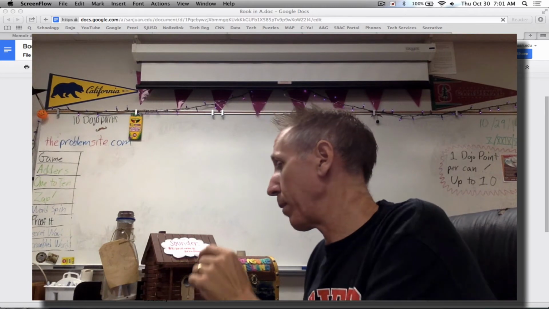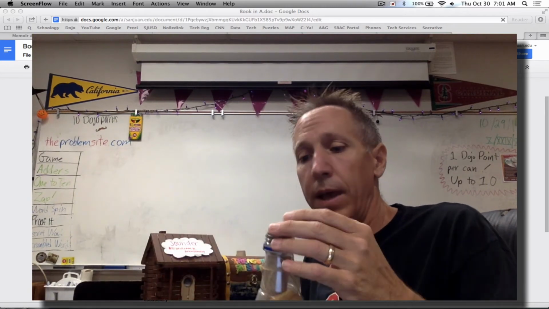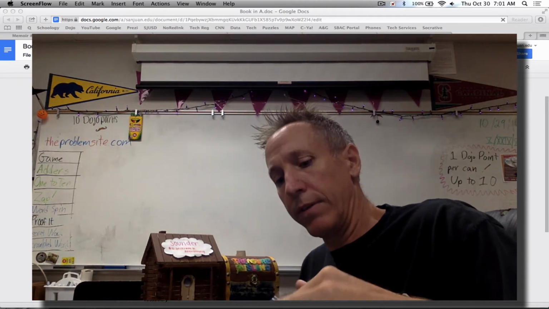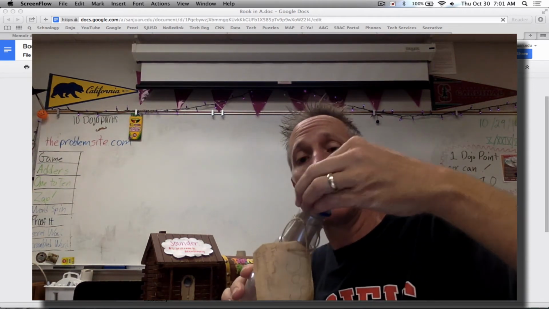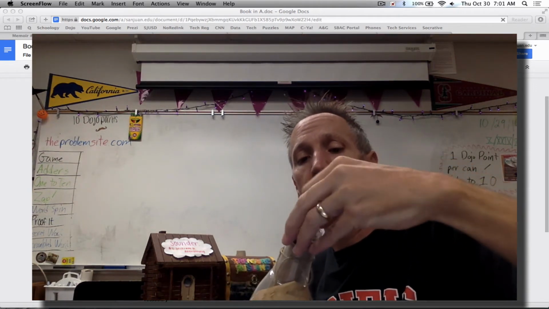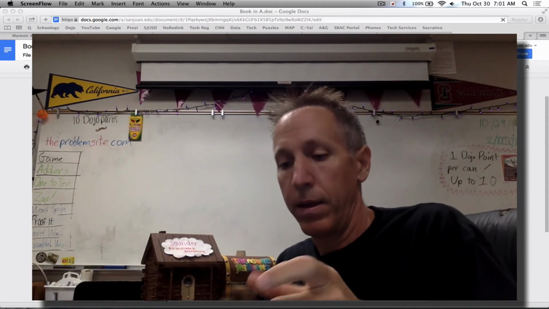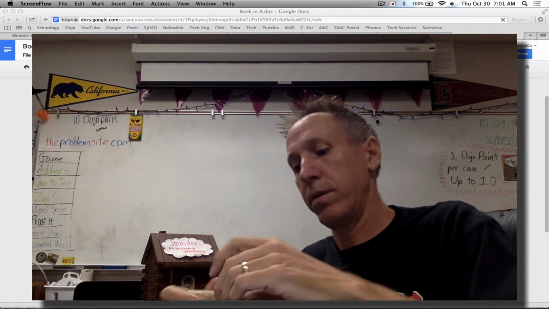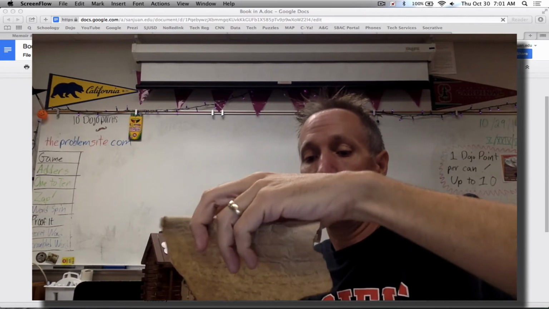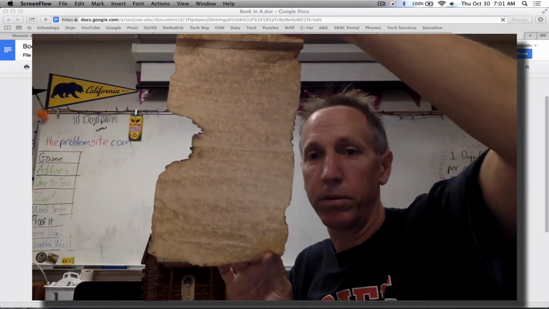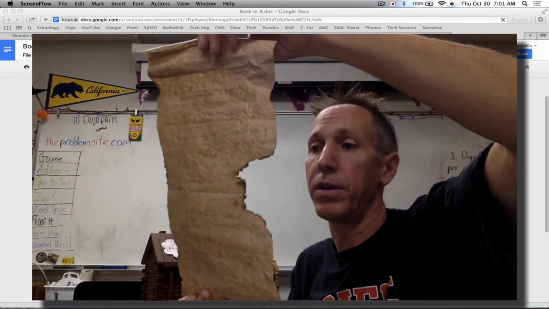So let me show you some examples here. This one from the K, it has a message in a bottle. And so rather cleverly, the student put their vocabulary and their questions on a scroll, not a little burn. Help! I'm lost at sea, kind of thing.